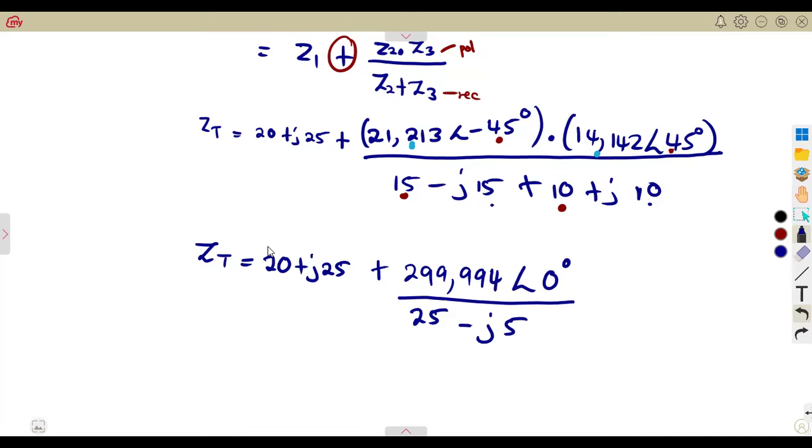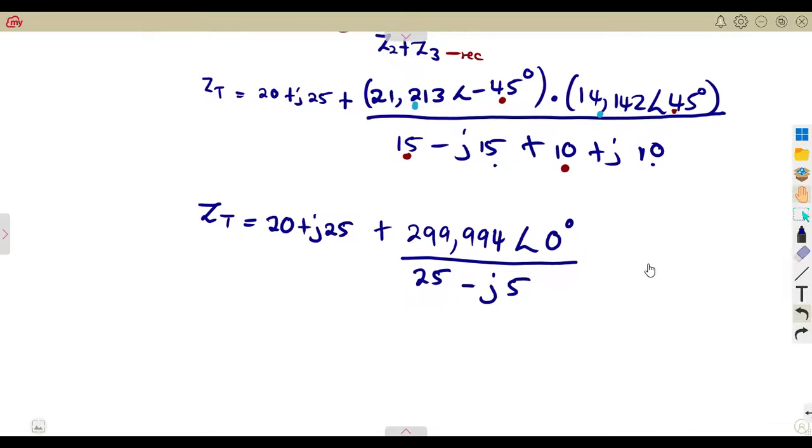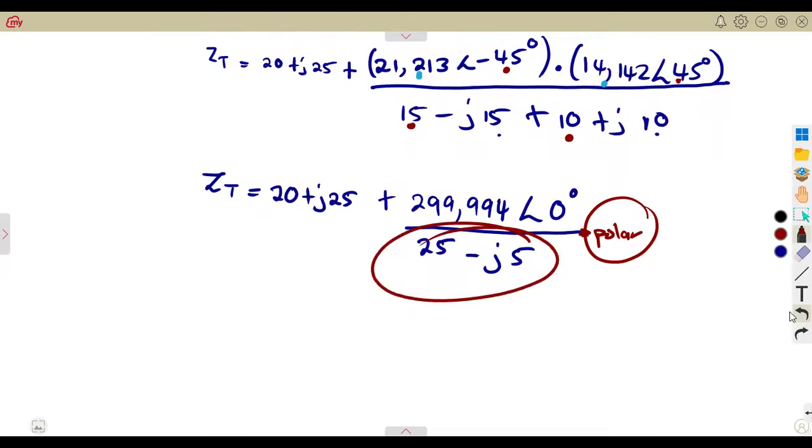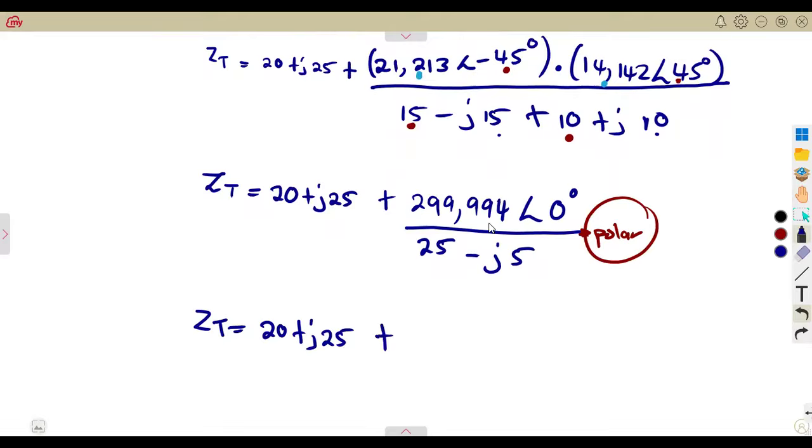So the question is, how are we going to simplify further now? Division, as we do understand, must be done in polar form. So this has to be converted to polar form. So we're still there, guys. ZT, just going to write 20 plus J25 plus, already this is in polar form, so it's just going to remain as it is, 299.994 at an angle of 0 degrees.